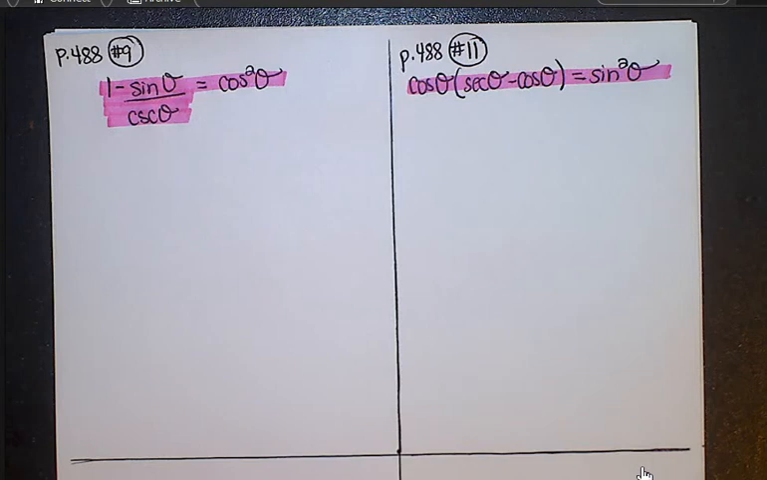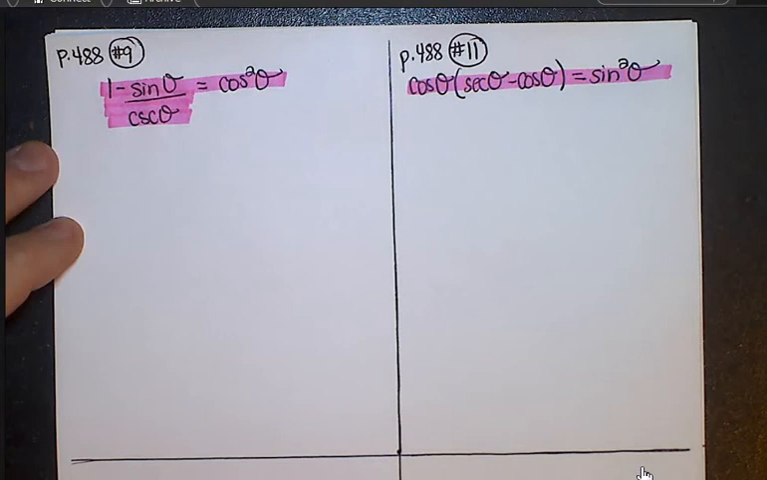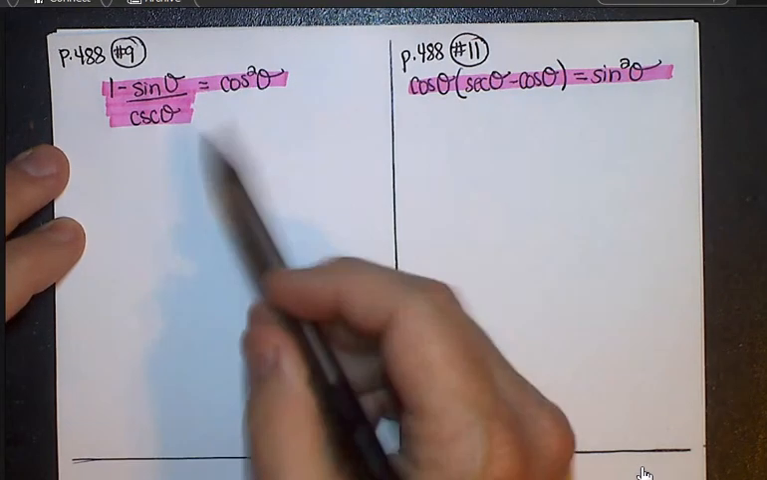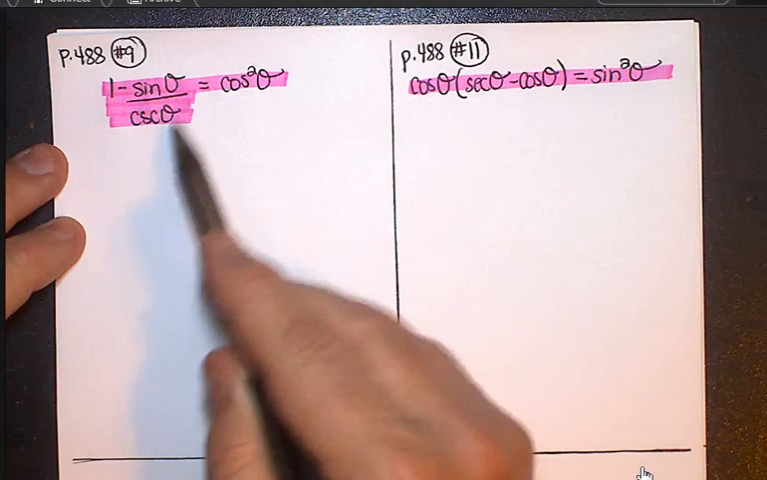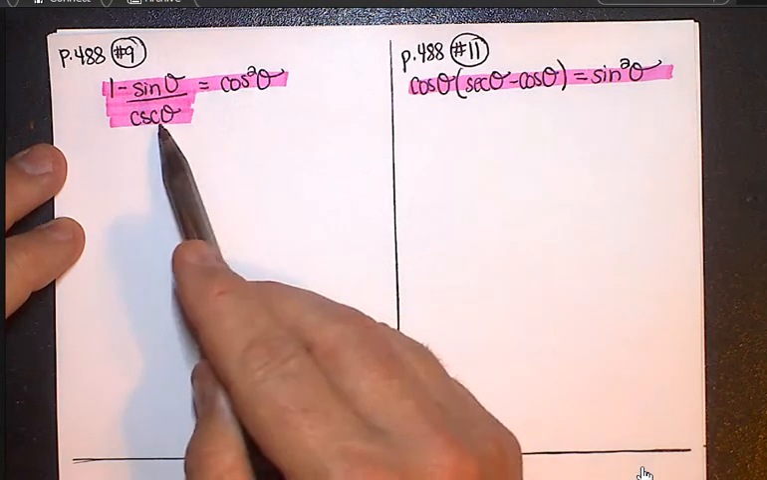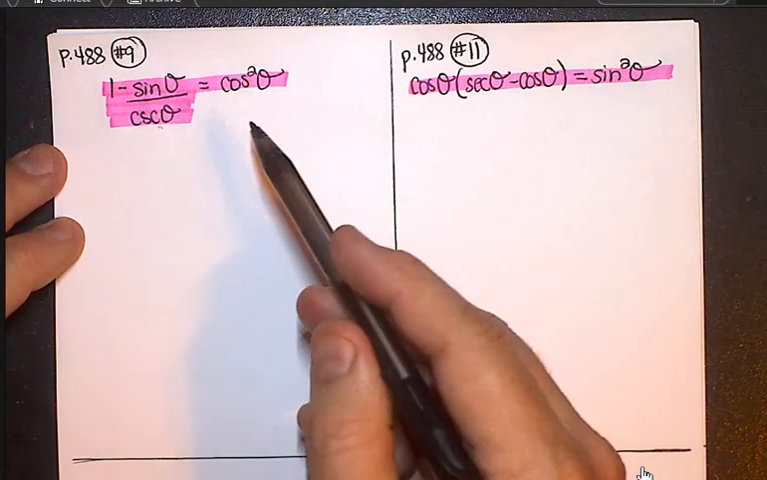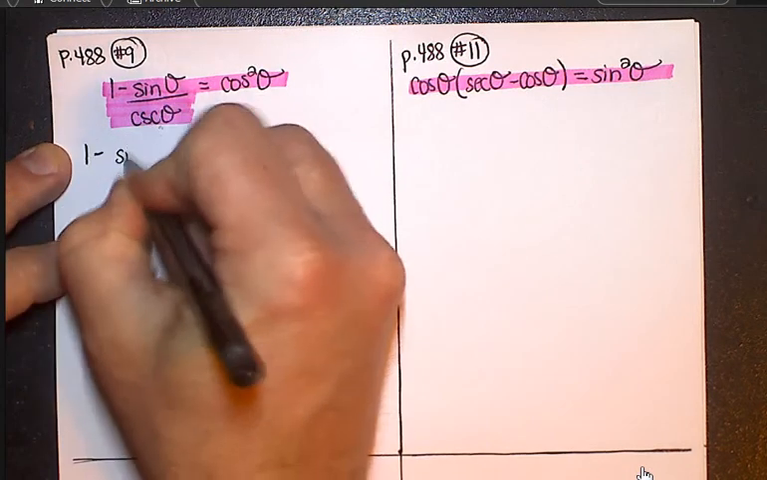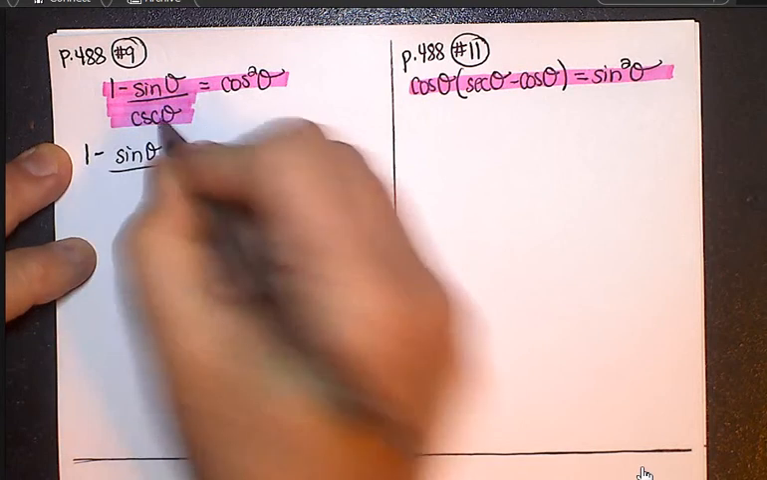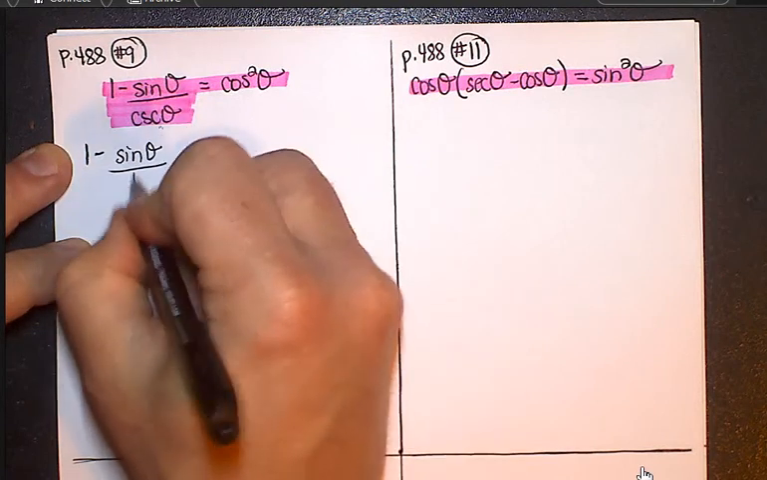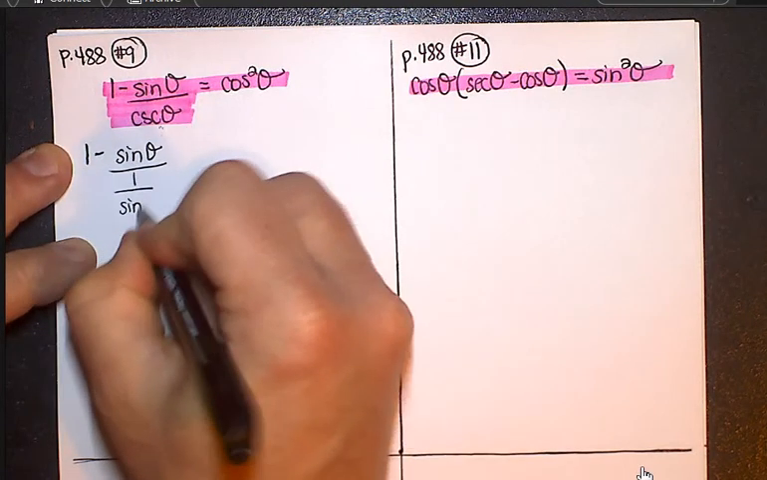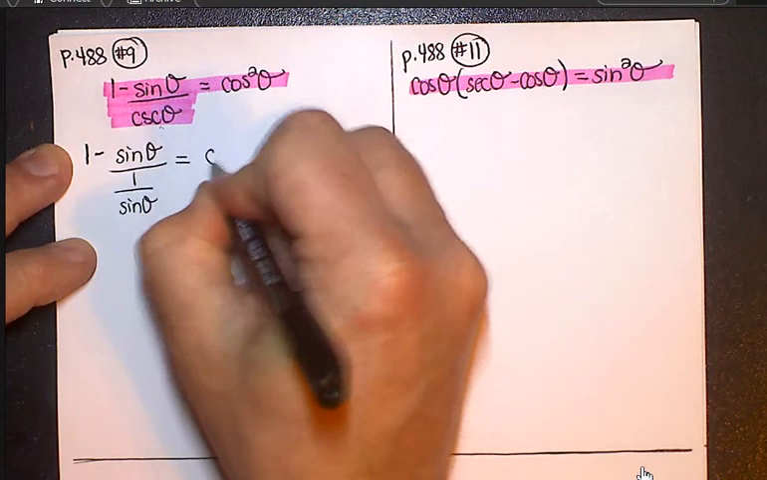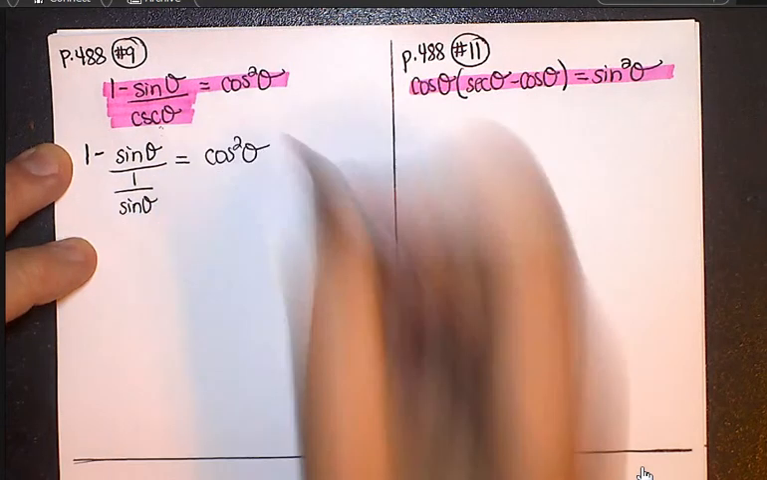Alright, this is the homework assignment from the packet on trying to prove identities. One of the things that we talked about is one of the first things we want to do: we want to try to write all functions in terms of sines or cosines. So I'm going to change that cosecant, which will be my first step. 1 over sine, 1 minus sine theta. Cosecant becomes 1 over sine theta, and all this is equal to cosine squared theta.